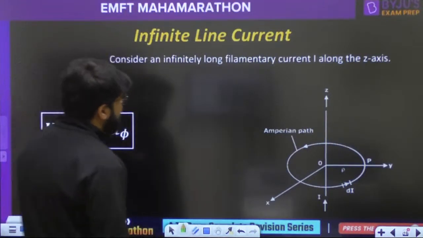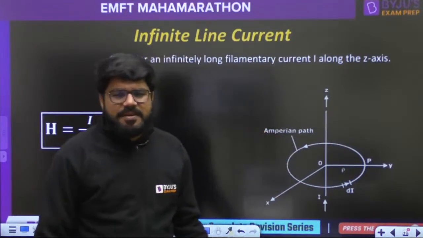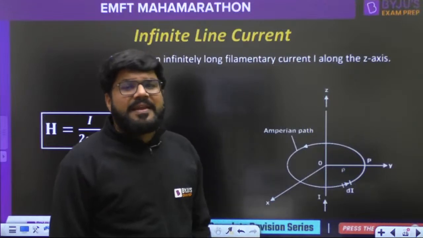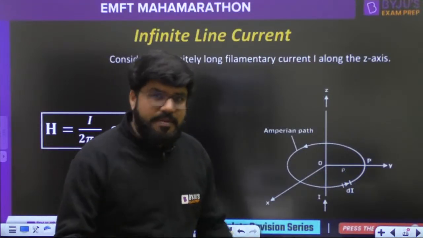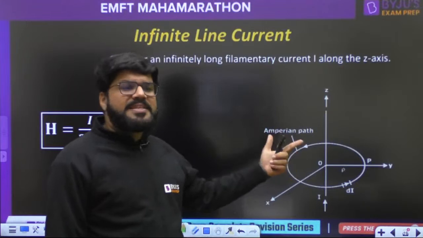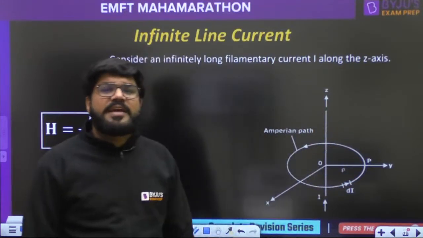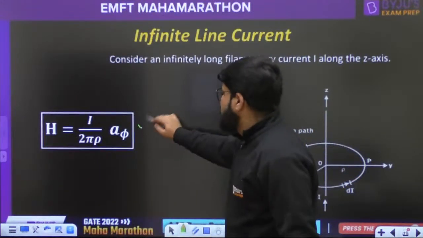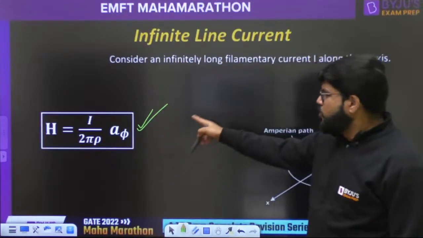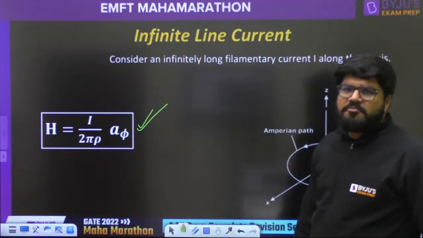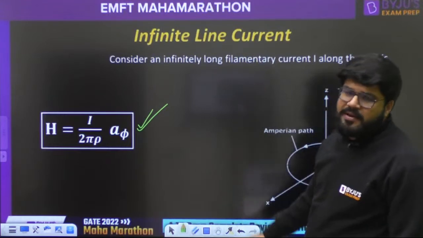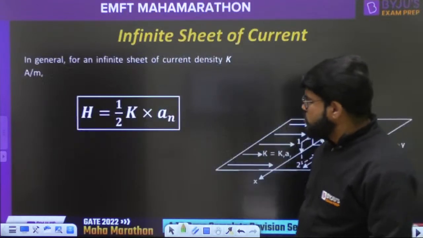Now, infinite line current. Already we have discussed this. I'm just trying to mention here that the magnetic field due to infinite line current, which I showed earlier using Biot-Savart, can also be easily found using the application of Ampere's law. Already we know this formula, no need to discuss again: I upon 2 pi rho A phi. So infinite line current, a long wire carrying some current I. Already revised, so let us leave it.